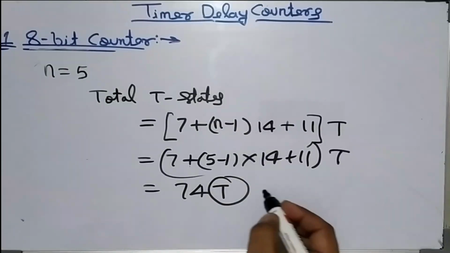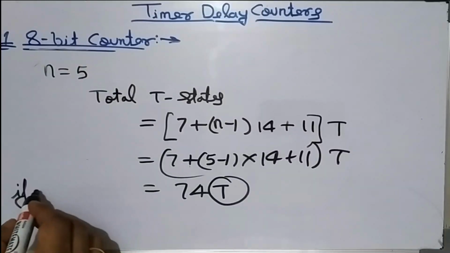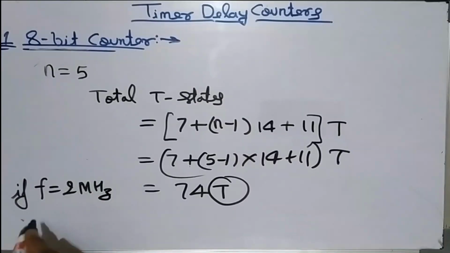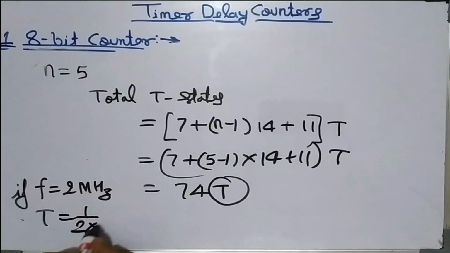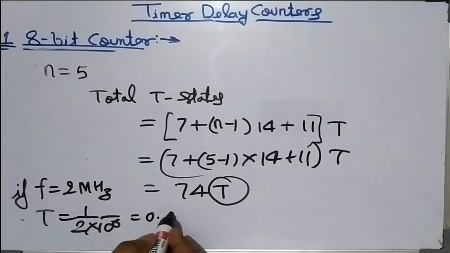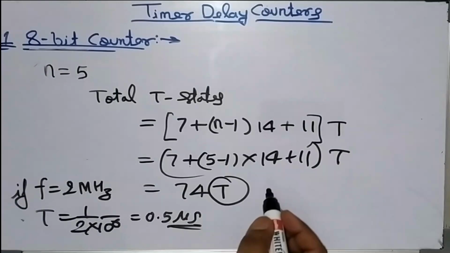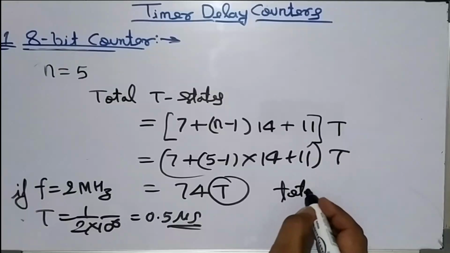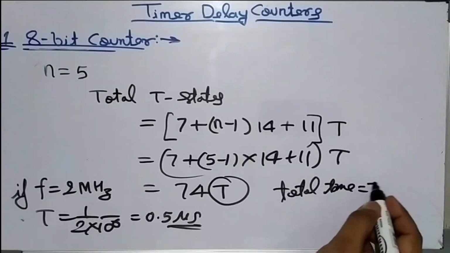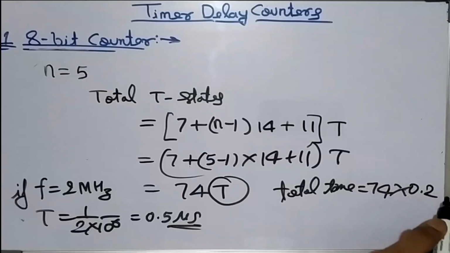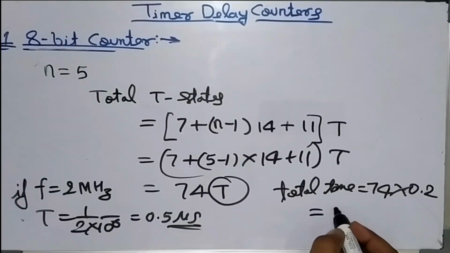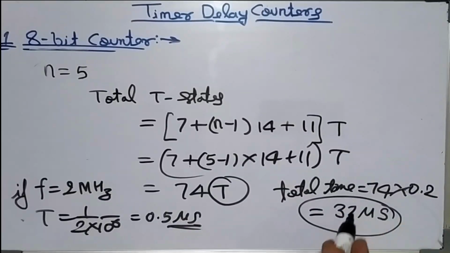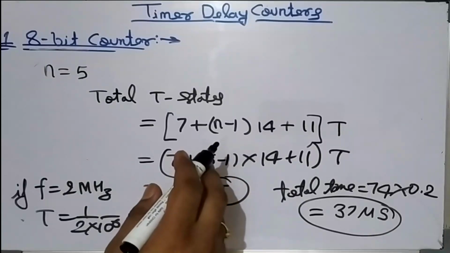T is the time period. If f equals 2 megahertz, suppose 2 megahertz, then what will be T? T will be 1 upon 2 into 10 to the power 6, that is 0.5 microsecond. Okay, then total T states is here and total time will be 74 into 0.5 microsecond. This will be 37 microseconds. This is the delay time produced by this small program.